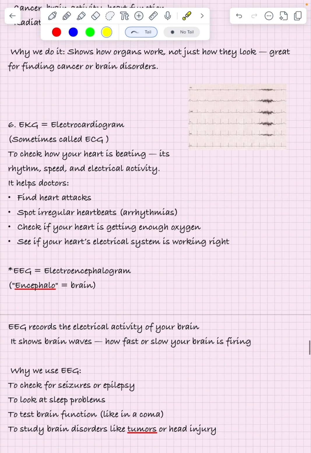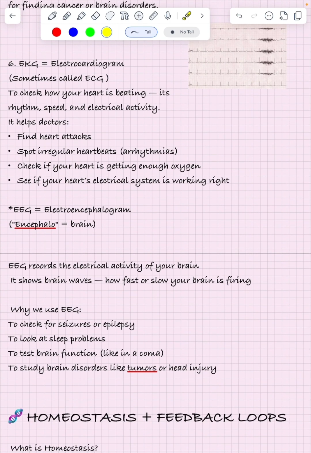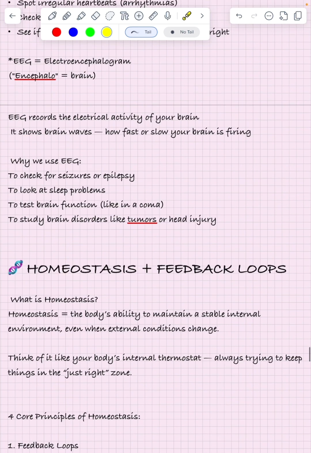EEG is called electroencephalogram, and EEG records the brain's electrical activity, and it shows the brain waves, how fast or slow your brain is firing. We use EEG to check for epilepsy and seizures, and sometimes we use it to look at sleep problems as well. Next is homeostasis.